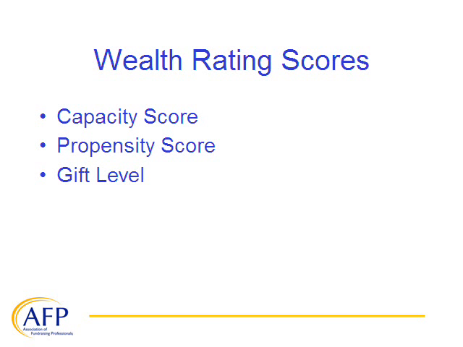A capacity score. Using a capacity score, the wealth rating service will tell you, based upon everything that they take into account, which are external data variables, information available in public databases, they will tell you that a certain prospect has the capacity to give at a certain level.